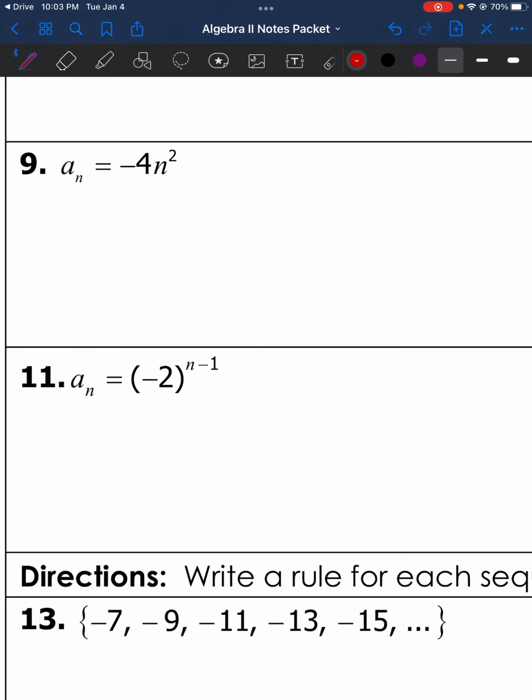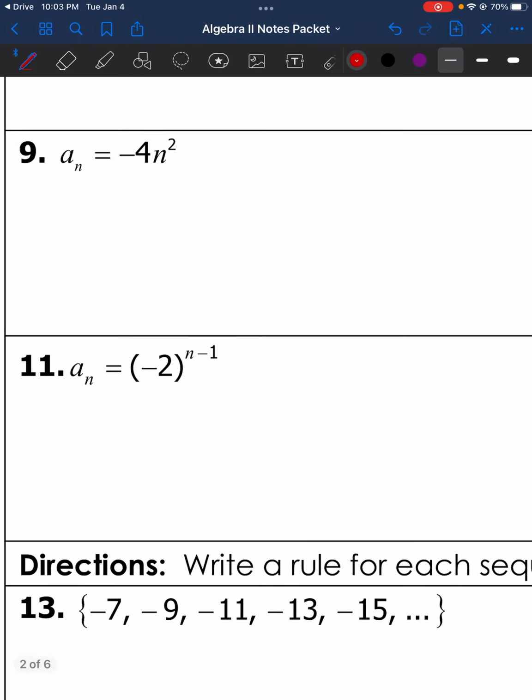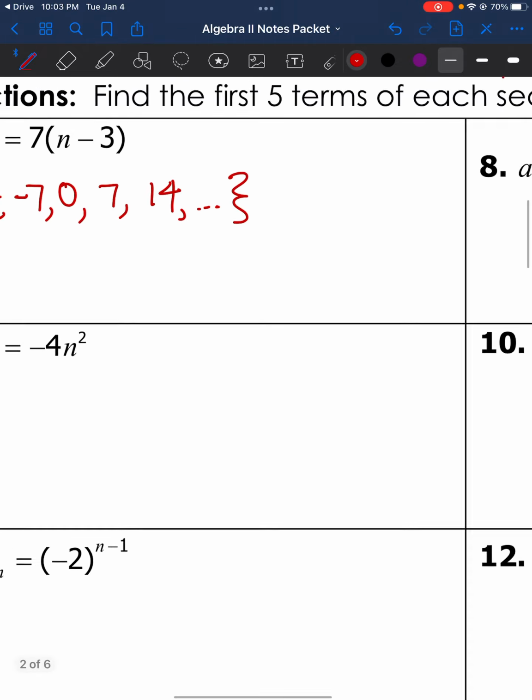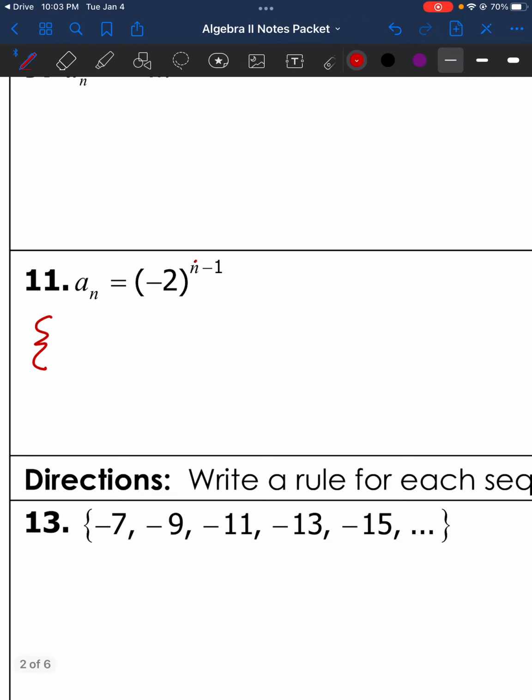Let's do number 11 here. Okay, so we're still finding the first 5 numbers of the sequence. The first number, a, is equal to 1 because it's the first number. So we're going to put a 1 up here for n. So 1 minus 1 is 0. Anything to the 0 power is always going to be 1, no matter what the base is. That's the 0 exponent rule.